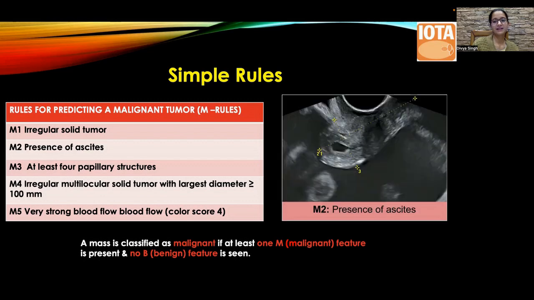Then M2, presence of ascites, that is significant fluid. So this is the uterus of a postmenopausal woman. It shows atrophy with mild fluid in the endometrial cavity. And this is the ascites where we can see the freely floating bowel loops. Fluid extends above the level of the uterine fundus and is also present in the uterovesical pouch. This is a part of the urinary bladder. So this is ascites. Then at least 4 papillary structures.